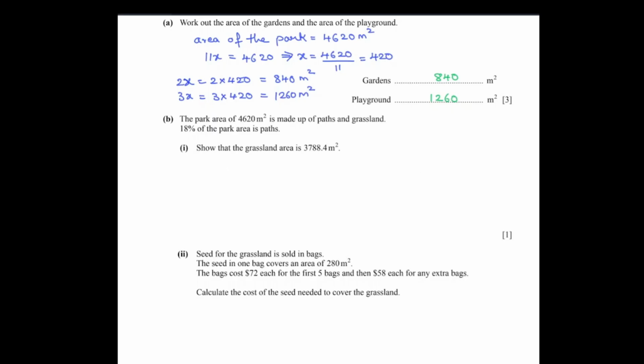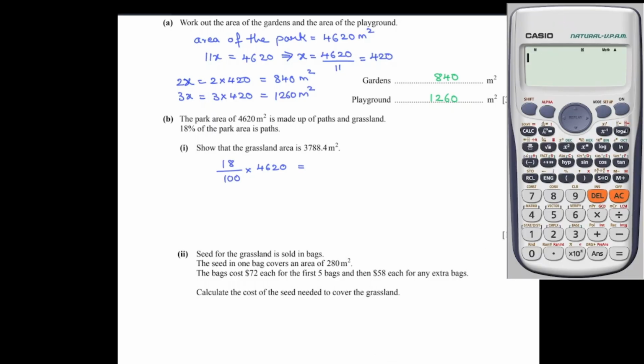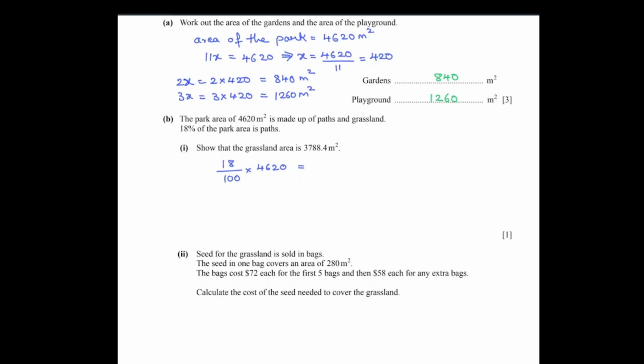So find out the area of the paths using that 18%. 18% of 4620 is how much? For that we need to do 18 by 100 into 4620. So 18 by 100 into 4620 is equal to 831.6. This is the area of paths.